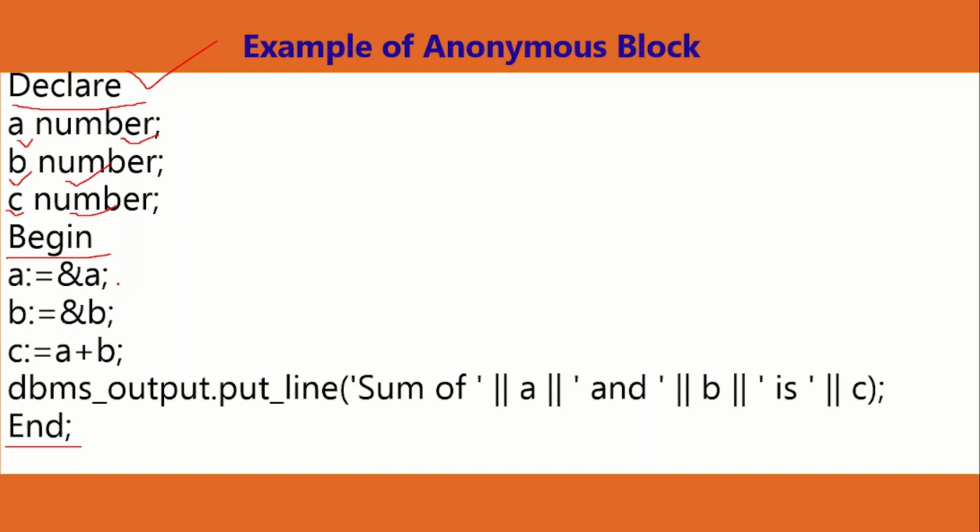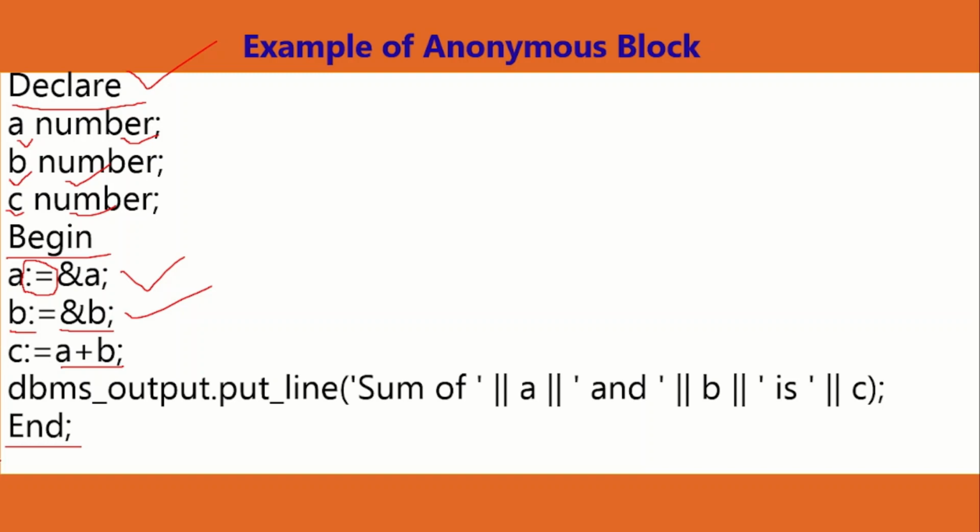This &A will ask the user to enter a value for A. This &B will ask the user to enter a value for B. Here colon plus equal to acts like an assignment operator, meaning whatever data you provide against &A will be stored into A. Similarly, whatever data is read here will be stored into B. And finally, when you do A plus B, it will go into C.